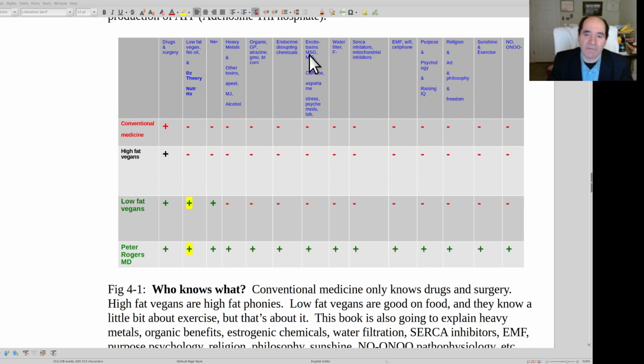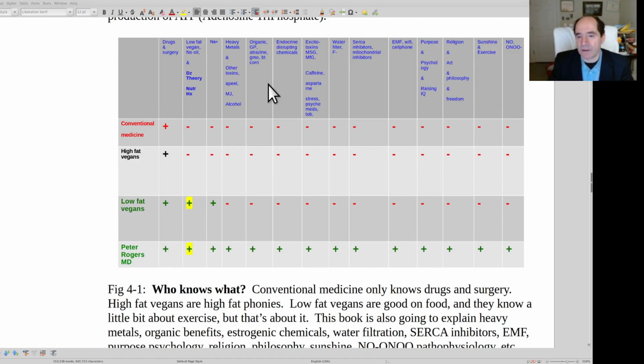And then some stuff that's totally obscure to most doctors. They don't know anything about this. SERCA inhibitors, mitochondrial inhibitors, those are highly relevant because anything that's inhibiting the SERCA enzymes, the mitochondria enzymes, is essentially an excitotoxin. It ends up having the net same effect.